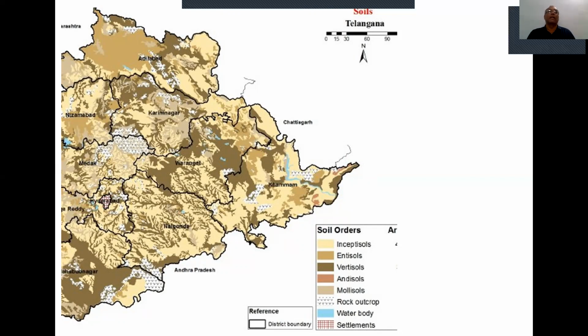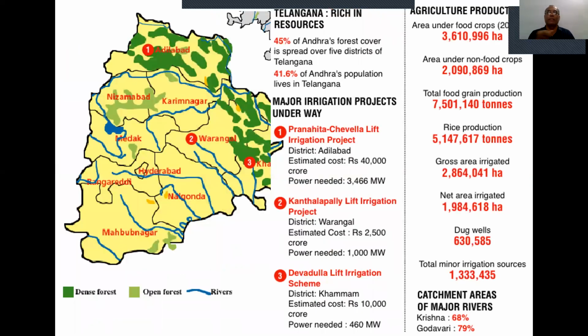So you have in the Deccan Plateau a very important region where you have different kinds of soils, where you have different kinds of agricultural crops coming up. So it was rich in soils, it was rich in rivers also. I will show you another slide. And here you can see the rich resources of the Telangana region.